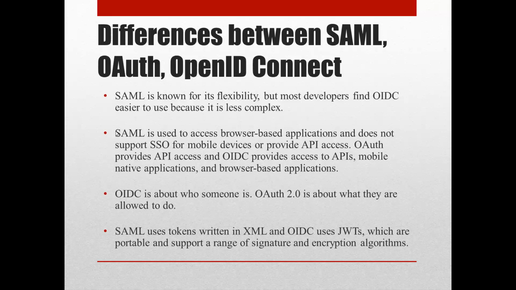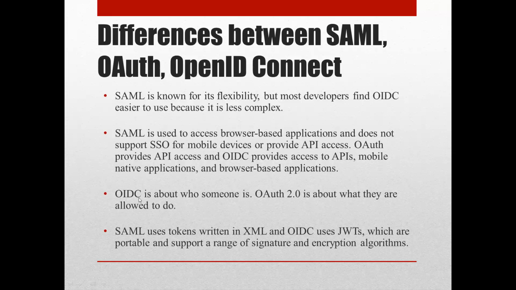I'm reading again. SAML is used to access browser-based applications, but does not support mobile devices. But OIDC provides API and mobile native applications and browser-based applications, right? When it comes to OAuth, it can provide only API access, but OIDC can provide API access and at the same time mobile native applications and browser-based applications.